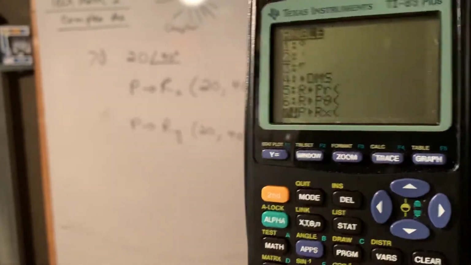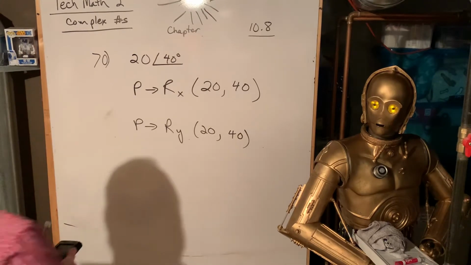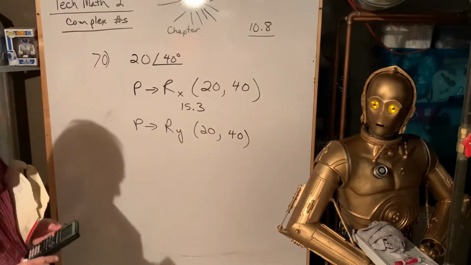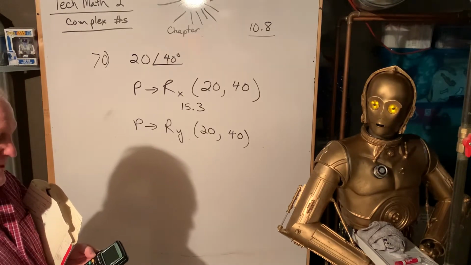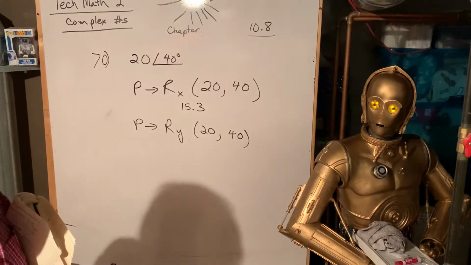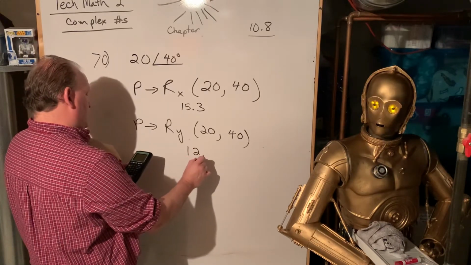rectangular x. Do you see it? Then we hit enter, put in 20 comma 40, and hit enter. 15.32. How many places do they want it to? Tenths. So 15.3. And then polar to rectangular y, that's actually off the screen. You've got to click down one more. 20 comma 40. And that's 12.85, so we'll make it 12.9.